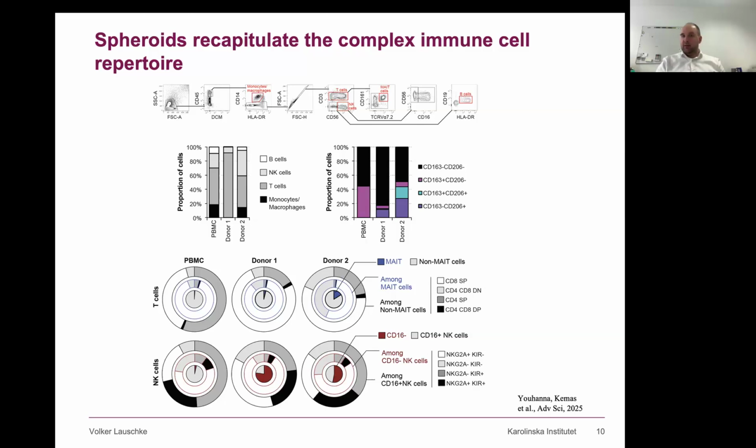Not only classically defined liver-resident immune cells, but also infiltrating immune cells, and also a variety of different subsets. There can be substantial differences between donors, but overall this allows us to also recapitulate events that might require different and individual subset populations of the immune cell repertoire.